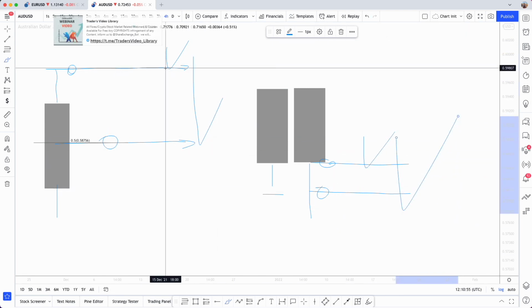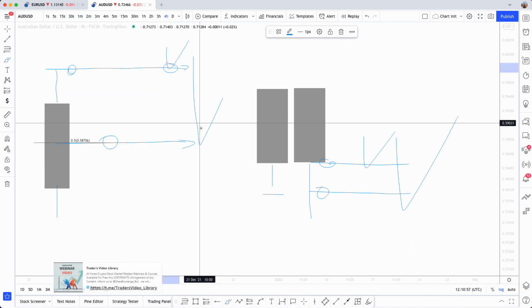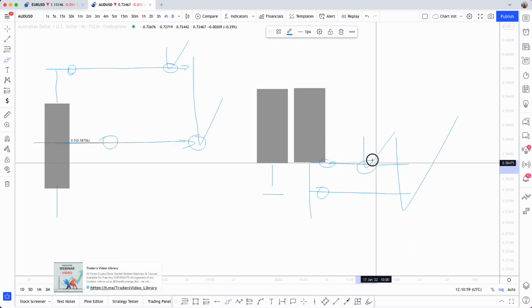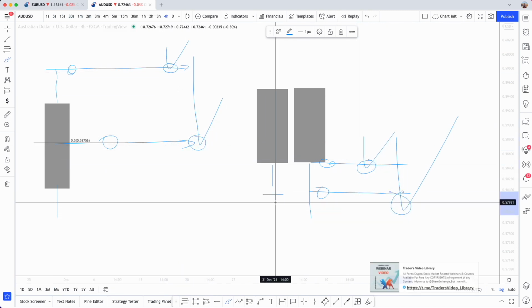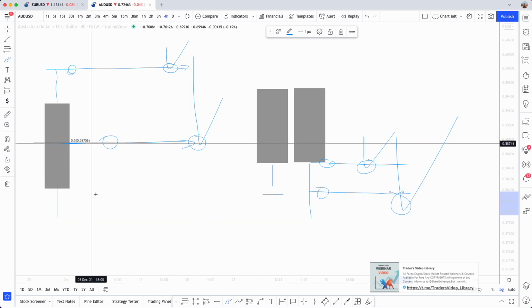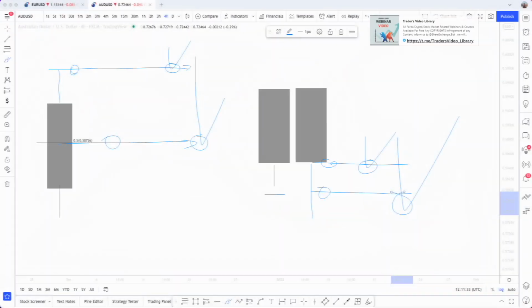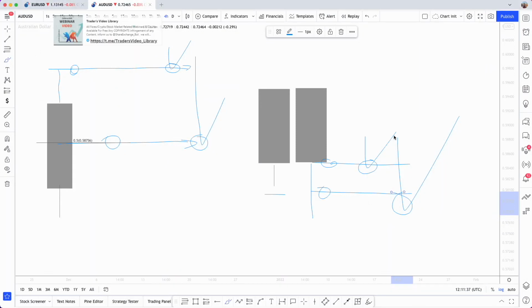And when we talk about entry refinements, we're going to understand how we're going to catch these moves with even tighter stop losses to improve our odds on this. So lastly, we want to talk about the third rule. I think it was a third rule that I wrote.